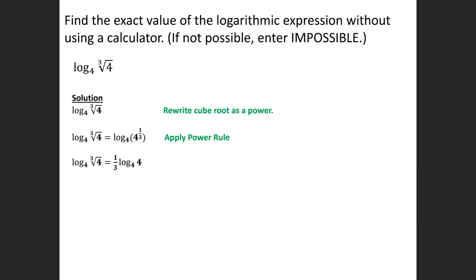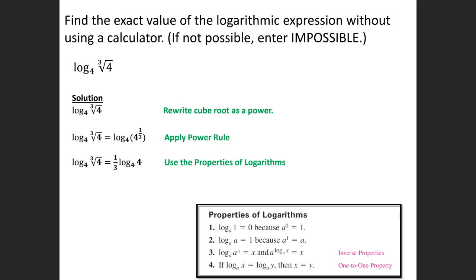But this is a fundamental property. Any log of a given base with the same input has a value of 1. So the log base 4 of input 4 is 1, and 1 times 1/3 gives me 1/3. So I'm able to solve these just by applying all of my fundamental properties without using a calculator.